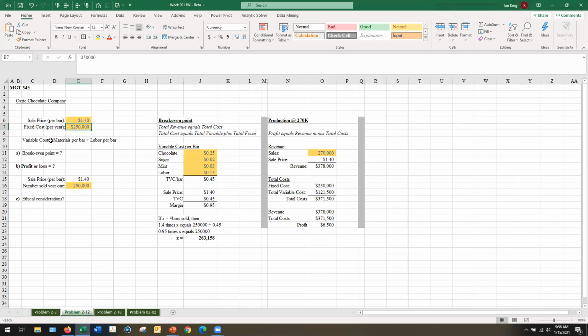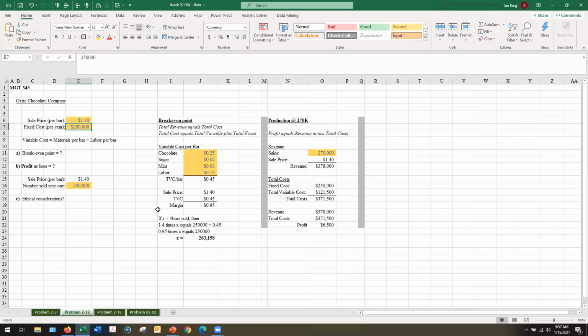Variable cost is materials per bar plus labor per bar. Okay, now then, they ask you to find the break-even point on part A. And then on part B, they give you a price and so many bars and ask what the profit is. I didn't actually do part C, although some dedicated people actually do it. Now then, break-even point. That's when your total costs and your total revenue equal each other.